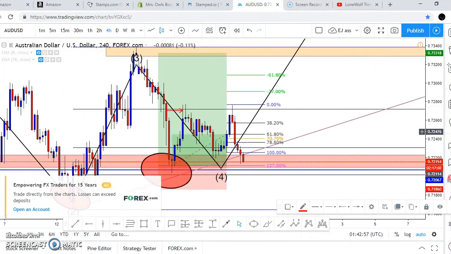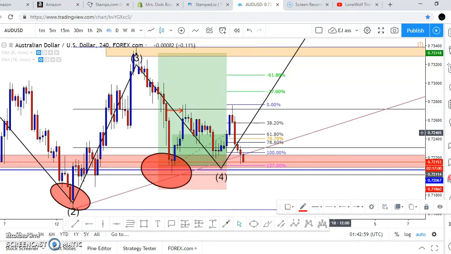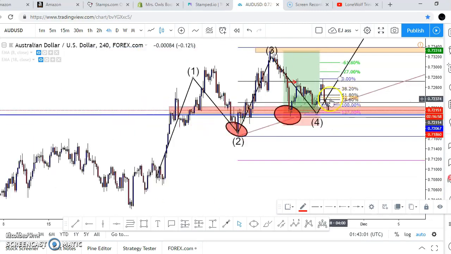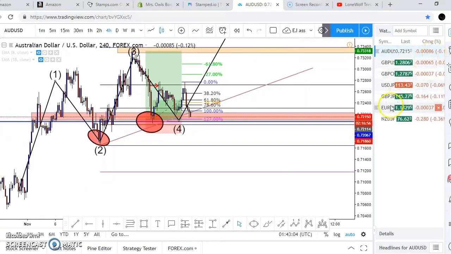I'll work on that a little bit better next time. So let's get directly into it so you guys can see what I'm seeing. I'm going to start from fresh.